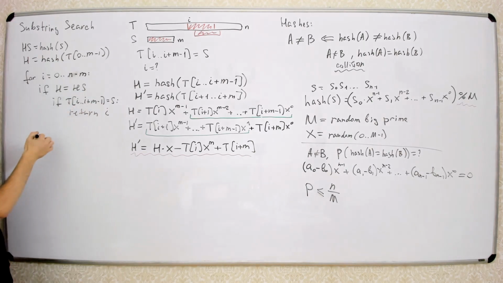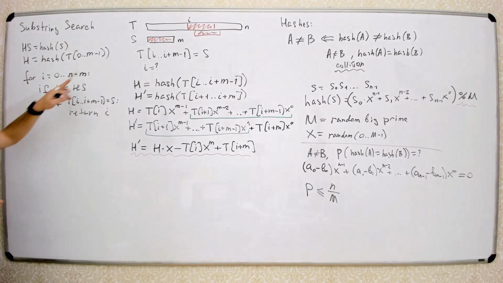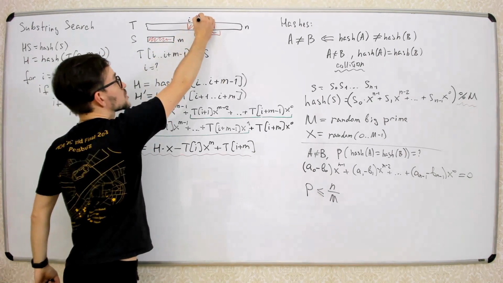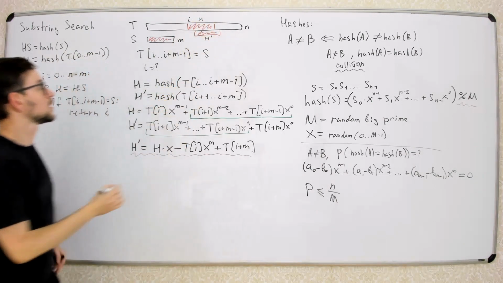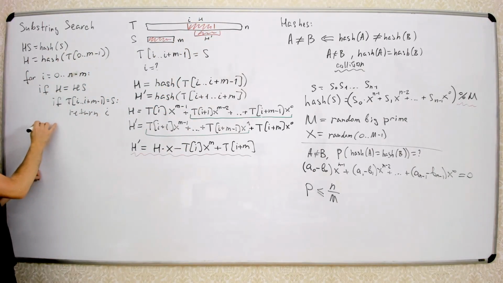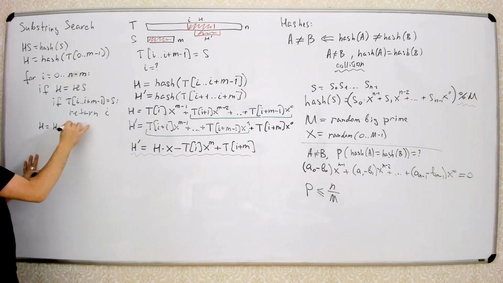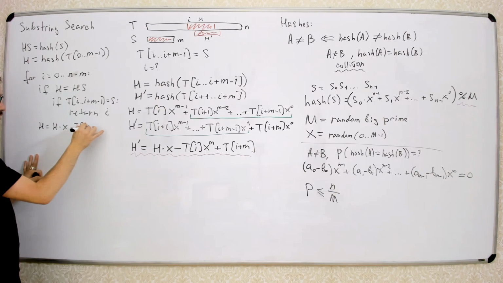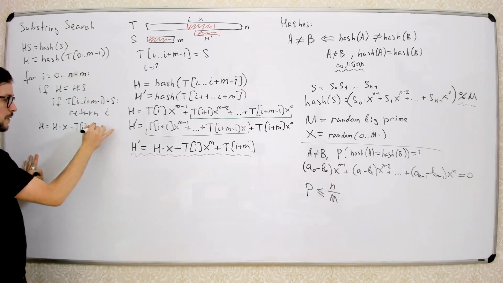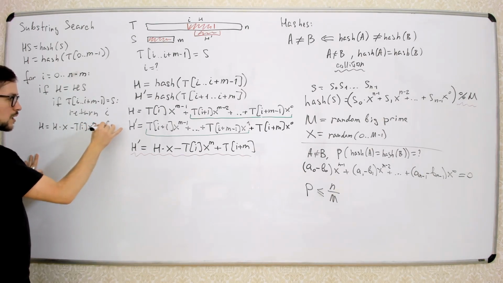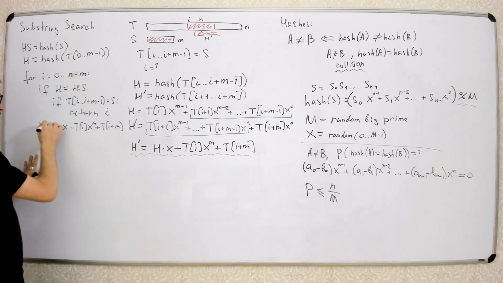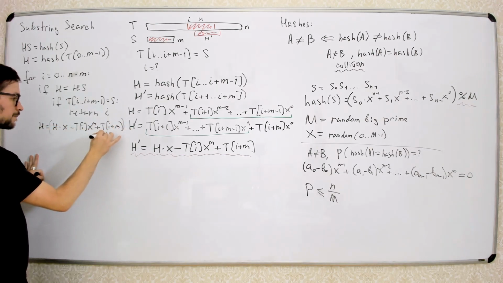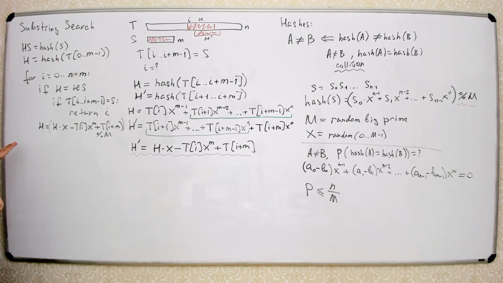i. And then you move from this hash to the next hash. So this hash is h, this is h prime. So you just say h equal to, use this formula, h multiplied by x minus t_i multiplied by x power m plus t_(i+m). Everything modulo m. That's all. If you didn't find anything, just return minus 1.